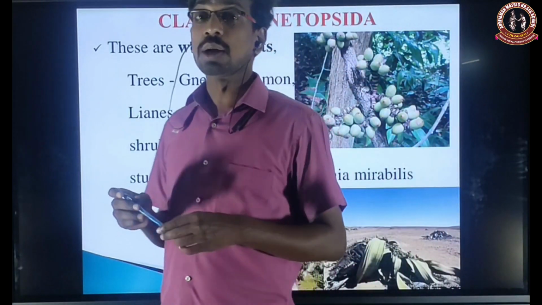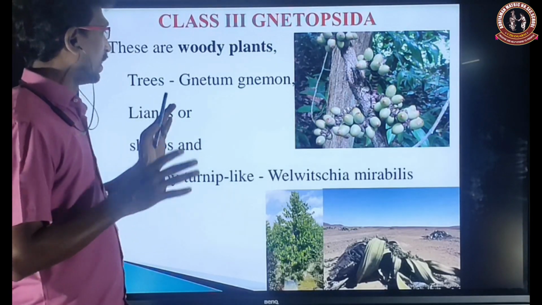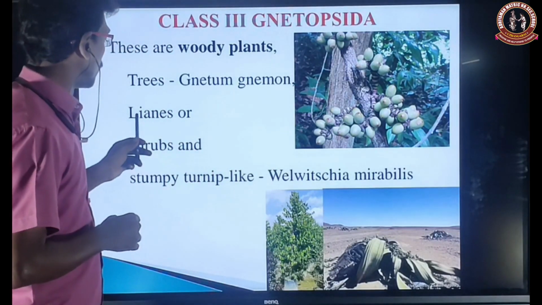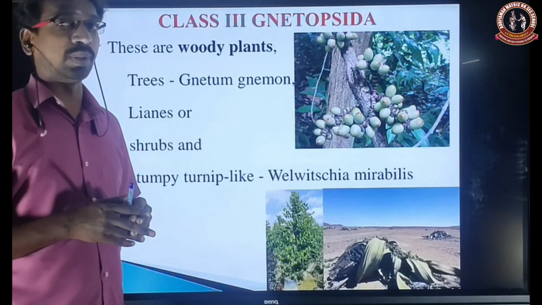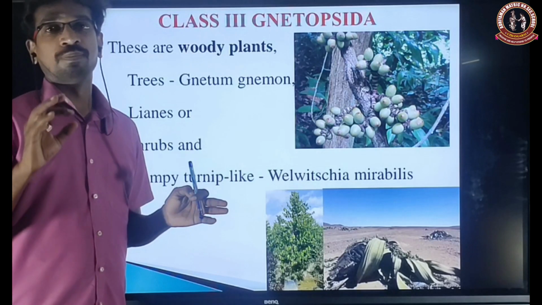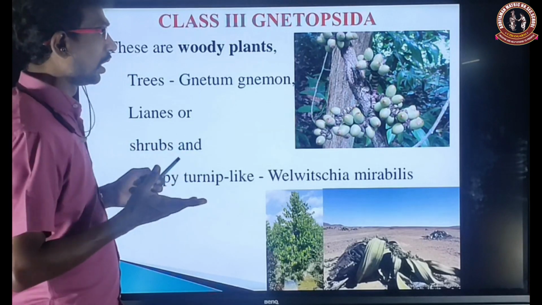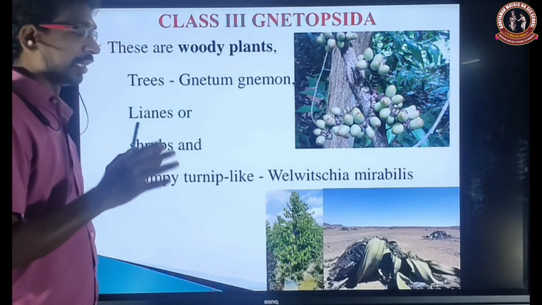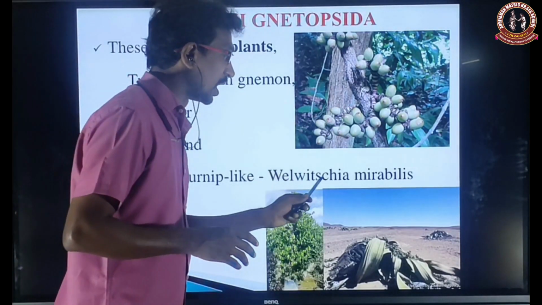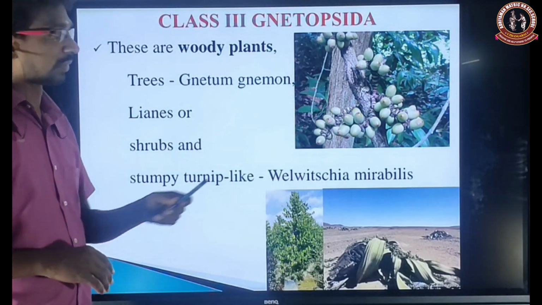Next, class 3, Gnetopsida. These are woody plants. The tree-like structure is Gnetum gnemon, and sometimes it looks like a liana. Liana means it resembles a grapevine, but it is very woody in nature. It may also be stumpy, a turnip-like structure. That is Welwitschia mirabilis.